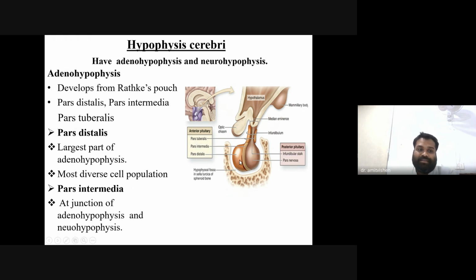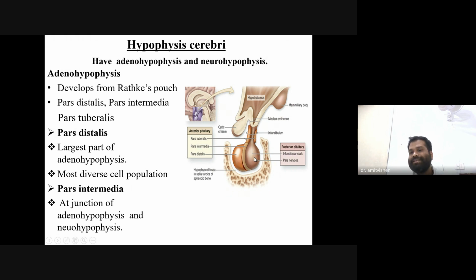And guys, this part has a vast, diverse cell population. I will tell you in my later slides what cells are present in the pars distalis and other parts of the adenohypophysis and neurohypophysis. And this is the pars intermedia. This is present at the junction of the adenohypophysis and neurohypophysis. And this is the neurohypophysis.